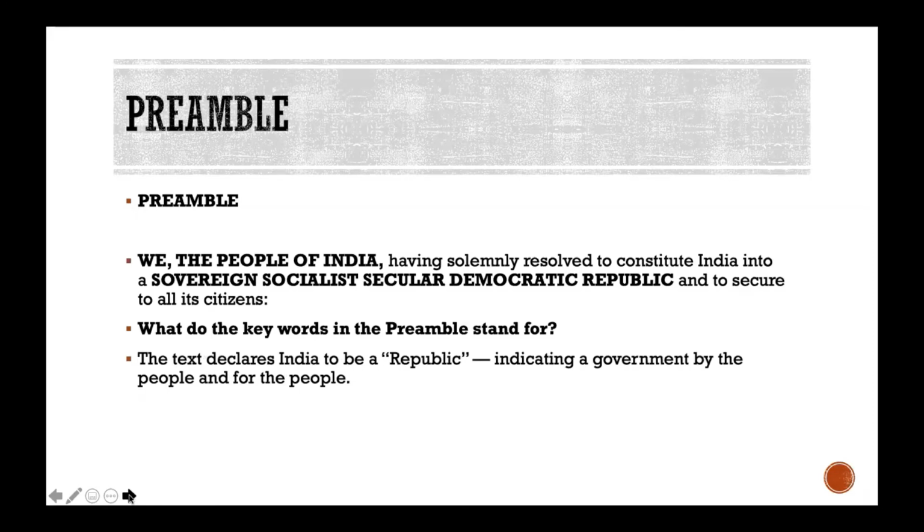If we say republic, what is a republic? The political sovereignty is vested in the people. Can you give me an example of a state that is not a republic?